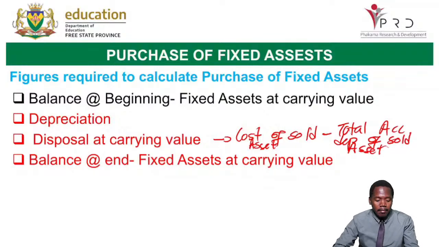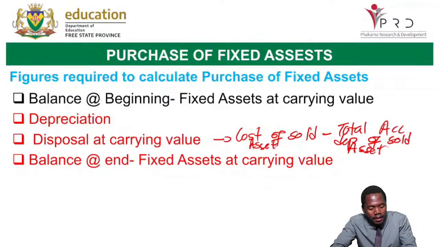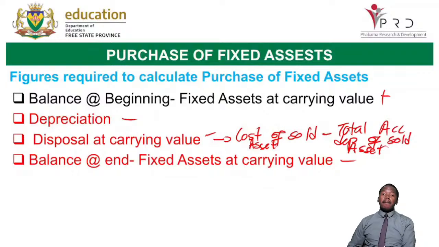That is how I get my disposal at carrying value. Lastly, I will have my balance at the end for fixed asset at carrying value. Meaning, for me to get the purchase of fixed asset, I'll have to add the balance at the beginning for fixed asset at carrying value, subtract my depreciation, subtract my disposal at carrying value, subtract my balance at the end for fixed asset at carrying value. That is for my purchase.